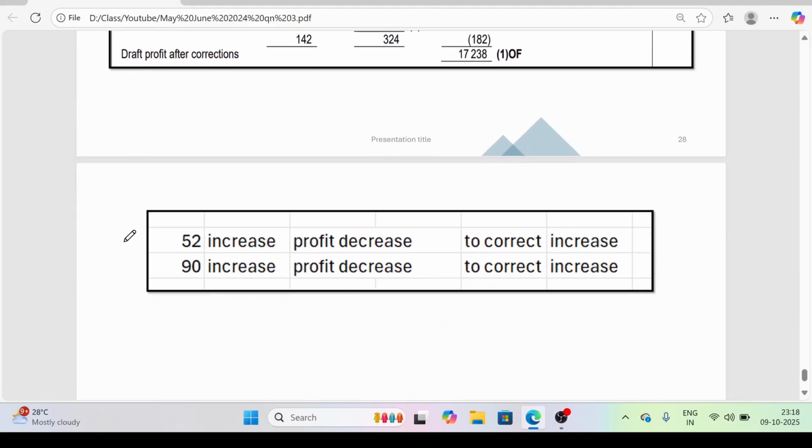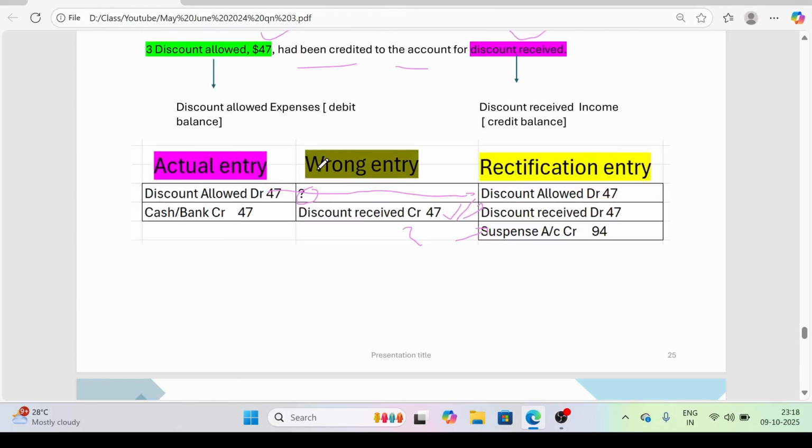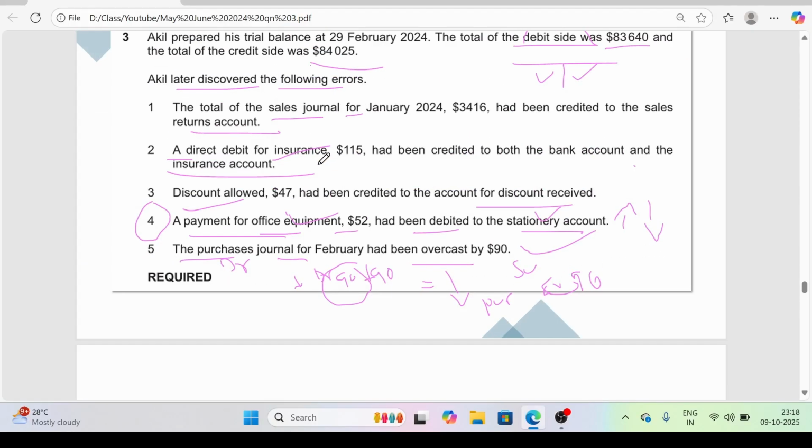See, this is error number 4, 52. What happened? 52 increased. So when expenses increase, profit will decrease. To correct that we have to increase the amount, so that 52 we have to increase it. Did you understand? Here office equipment they recorded in the stationery account. So expenses increase, obviously profit will decrease. To correct, we have to increase the amount, so we have to increase the 52.